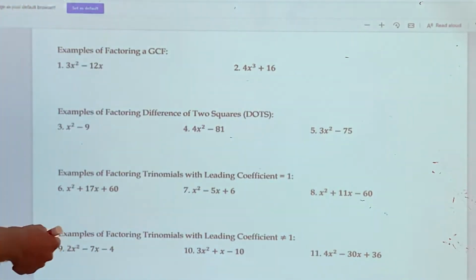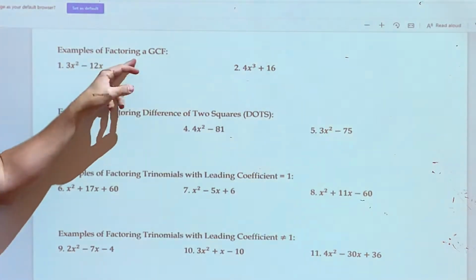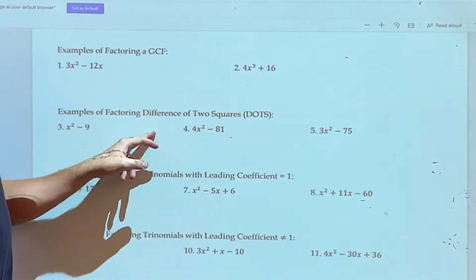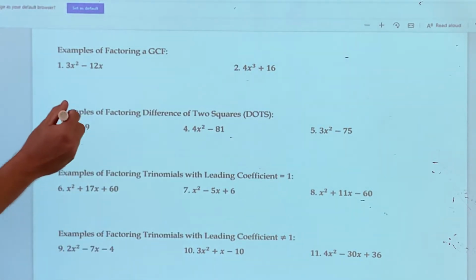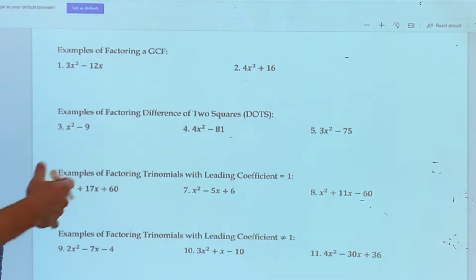All right, so today we're going to be talking about factoring, okay? We're going to be doing three different types: GCF, difference of two squares, and then trinomials, right? So for GCFs, we're just saying, okay, what do they have in common here?